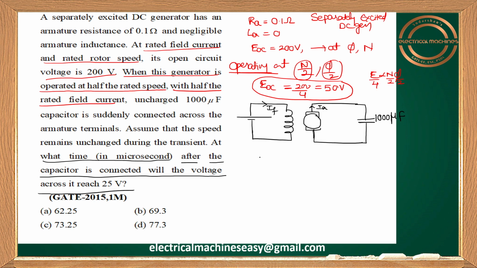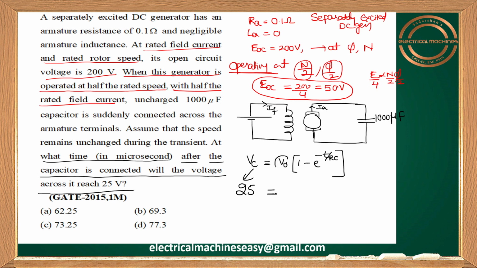I think in network theory you might have studied one formula. Capacitor voltage is generally V naught into 1 minus e power minus t by tau. Tau here, because the armature resistance is there and the capacitance is there, let me take RC. So VC equals V naught into 1 minus e power minus t by tau, where tau is RC. After how much time does this capacitor voltage become 25 volts? This is the final value of your capacitor voltage. Let me take 25 volts here.